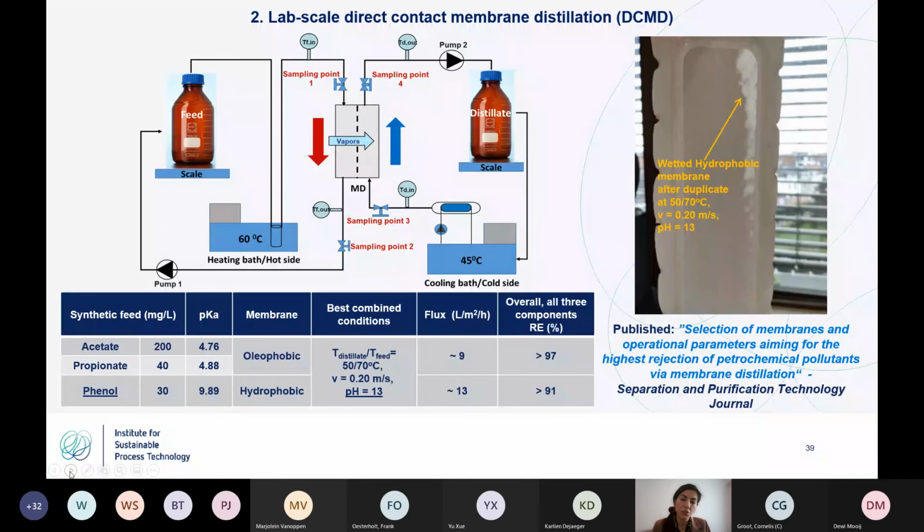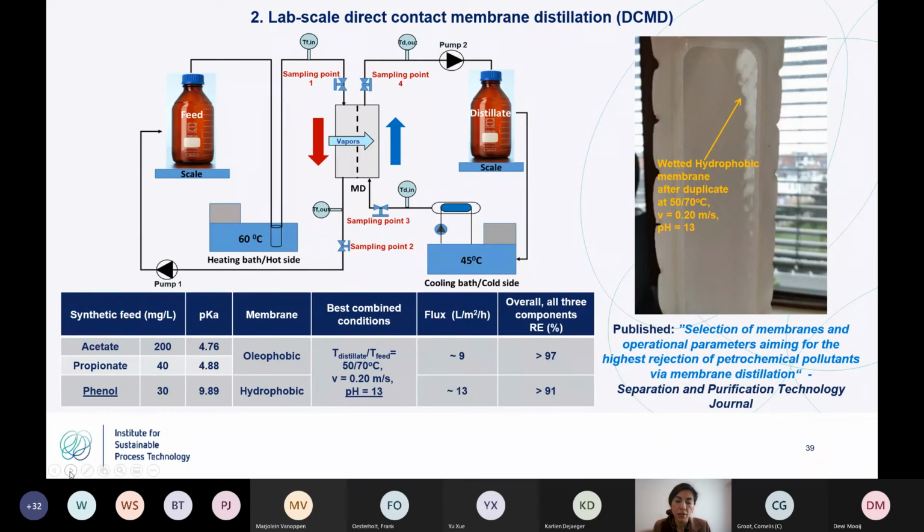For the treatment of the dilution steam blowdown condensate, we also tested membrane distillation. Membrane distillation is a temperature difference-driven process, and it uses hydrophobic membranes. These membranes allow only the passage of vapors. To test the efficiency of this technology, we used a lab-scale direct contact membrane distillation. And because of the complexity of the real dilution steam condensate, we used a synthetic feed. We tested the efficiency of polyethylene hydrophobic membrane, but we also examined the performance of polyethylene oleophobic membrane.